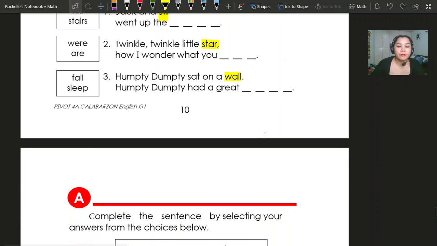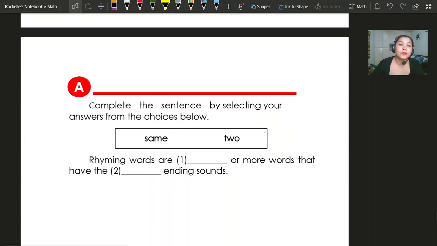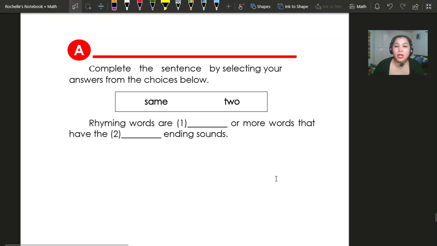And then when you're done, let's go to the last one. Complete the sentence by selecting your answers from the choices below. So you only have two choices. It's same and two. So this is to complete what you learned about rhyming words. So rhyming words are blank or more words that have the blank ending sounds. So very easy topic for the first week in English. Okay, enjoy and see you again next week.